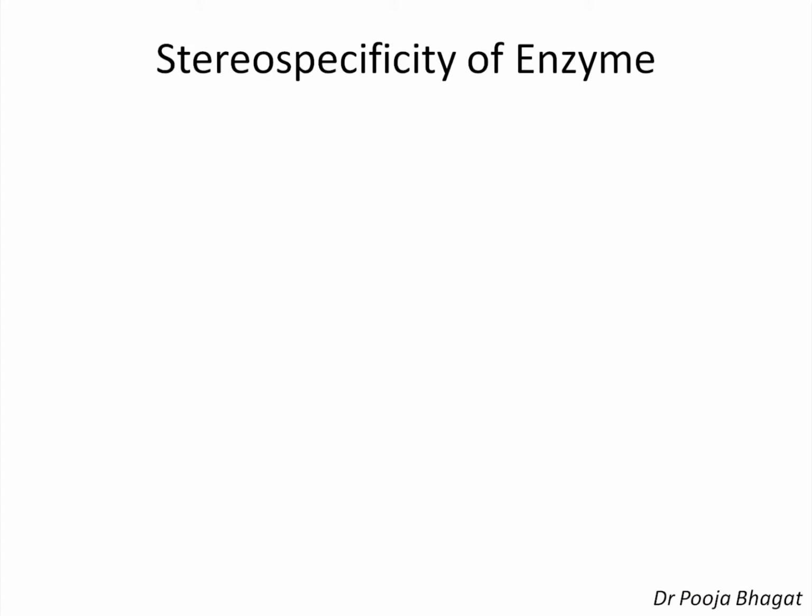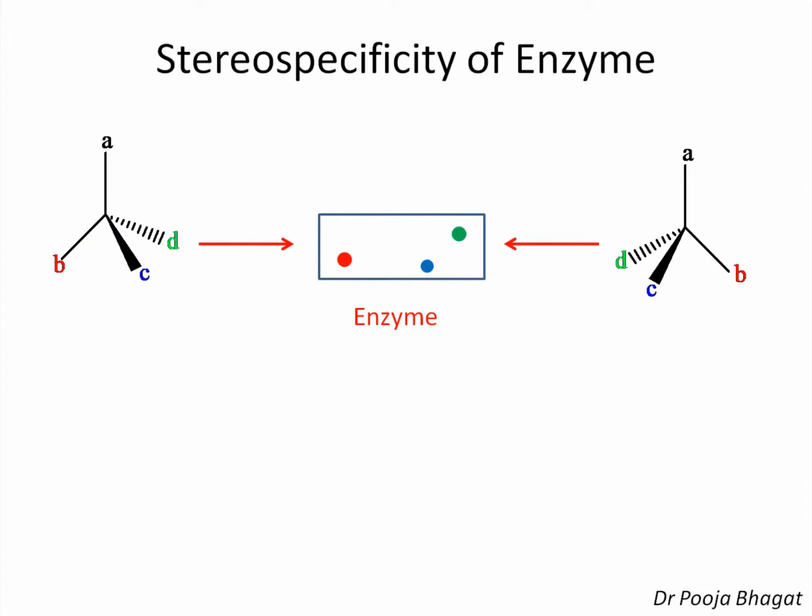Okay, so let's discuss the stereospecificity of enzymes. What is stereospecificity? Stereospecificity means that enzymes catalyze only one stereoisomeric form. Let's see two different examples. This is the first example. This is an optically active compound. All of you know it is an optically active compound because it contains four different groups or atoms. If you take this compound and draw its mirror image, it will be like this. So these two are mirror images of each other.